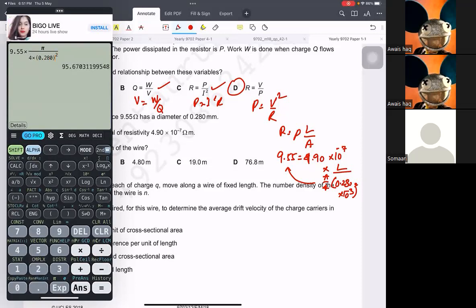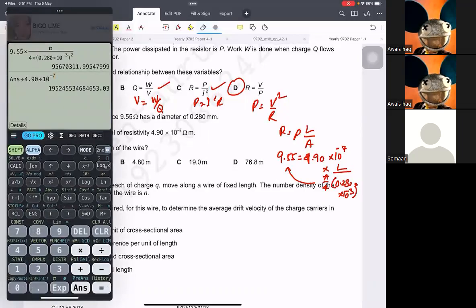Square. Oh, I did not write the square. See, mistake. Don't forget it. And then divide by 4.90 times 10 raised to power minus 7. Oh my God. Does that make sense to you? It doesn't really. What did I do?